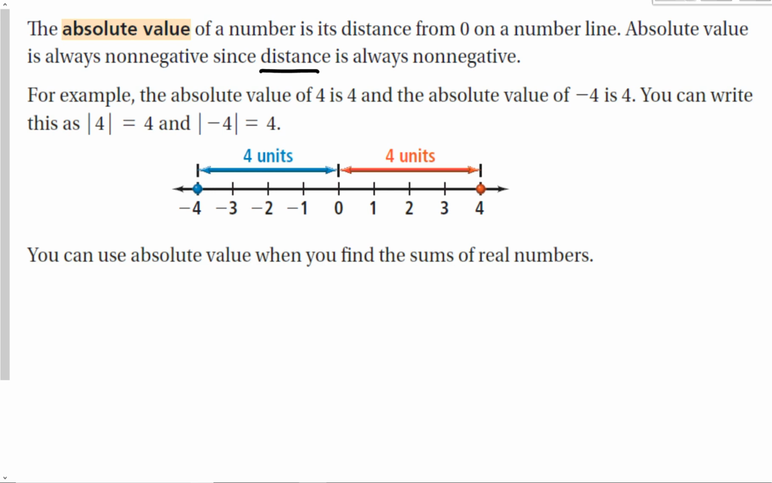So for an example, the absolute value of 4 is 4, and the absolute value of -4 is also 4. And we could write it using our absolute value symbols and say that the absolute value of 4 is 4 because it is 1, 2, 3, 4 units away from 0, just like -4 is 4 units away from 0. And we can use this idea of absolute value when we find the sums of real numbers. This is another way to think about how addition actually works.